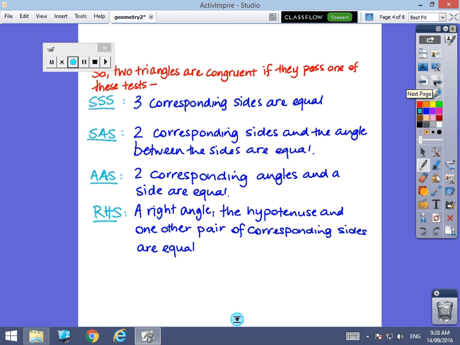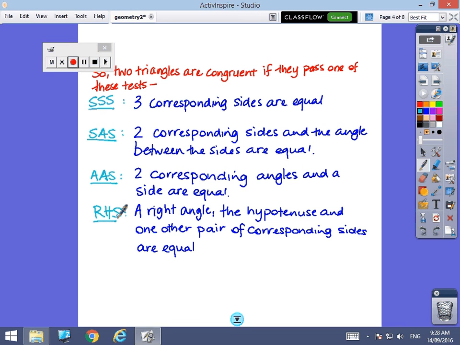I'm going to get you to write them down. Very important that you know these tests and you know what they're called. We have these abbreviations for them. So SSS is just standing for side, side, side; side, angle, side; angle, angle, side; and right angle, hypotenuse, and side. And what they're saying is, if 2 triangles pass one of these tests, they are congruent.